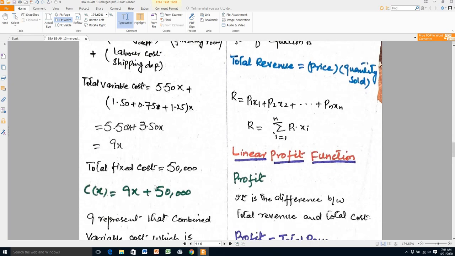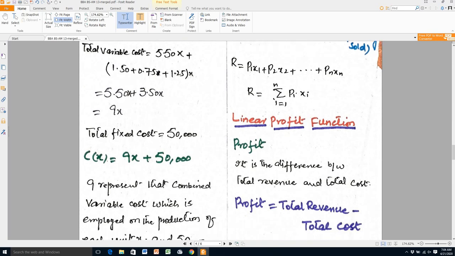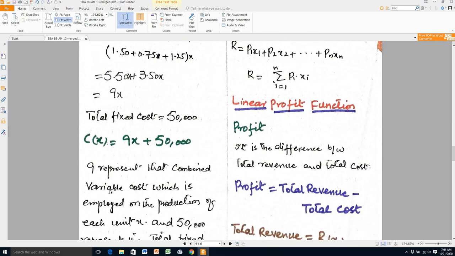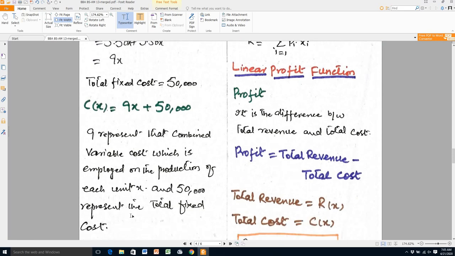The total fixed cost, as we see in the above statement, is $50,000. So our cost function is 9x plus 50,000. Here 9 represents the combined variable cost employed on the production of each unit x, and 50,000 represents the total fixed cost.